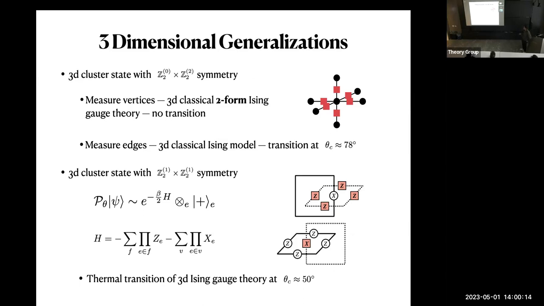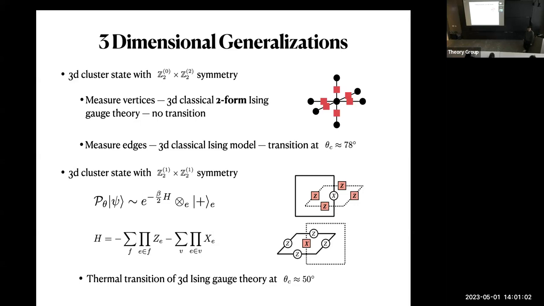And in 3 dimensions, we can also do some different forms of cluster states. So here we have, I think, a face-centered cubic lattice, and we can define vertex operators and face operators. So this is a 3-dimensional cluster state which has two 1-form symmetries of Z2 type. And in that case, when you measure, say, the X operators on the links, you will find a 3-dimensional Ising gauge theory. And that has a finite temperature transition, which means the preparation of the 3-dimensional gauge theory is stable at a certain angle.